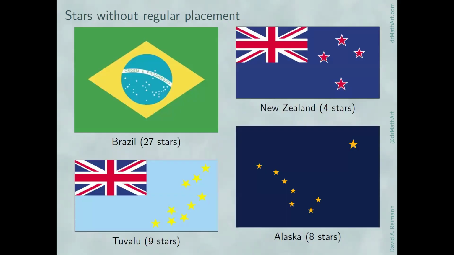There's also countries that have star patterns where the placement is not regular. So, for example, in Brazil, it's similar, in fact, to New Zealand and Alaska, corresponding to patterns of stars in the sky. Tuvalu, this is corresponding to islands in the sea, the islands that make up Tuvalu.